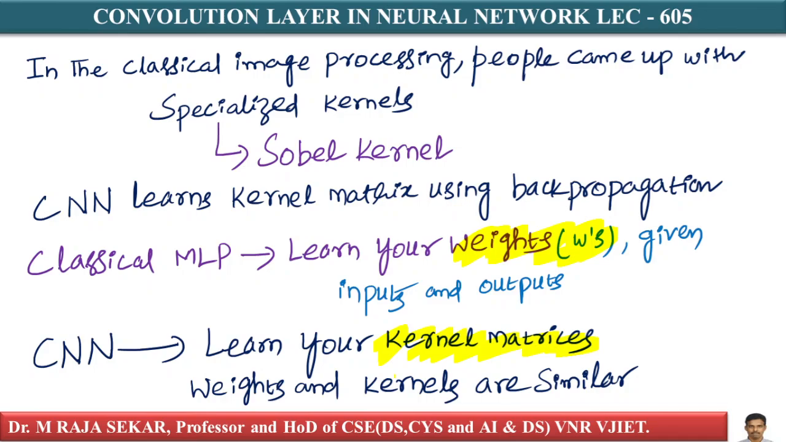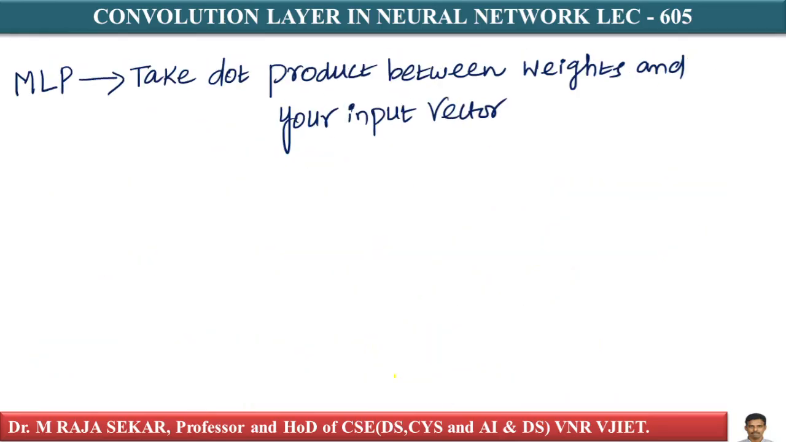Remember, in your multi-layer perceptron, what are you doing? Taking a dot product between weights and your input vector. That is W transpose X. Just try to recall what we discussed in the MLP lectures.